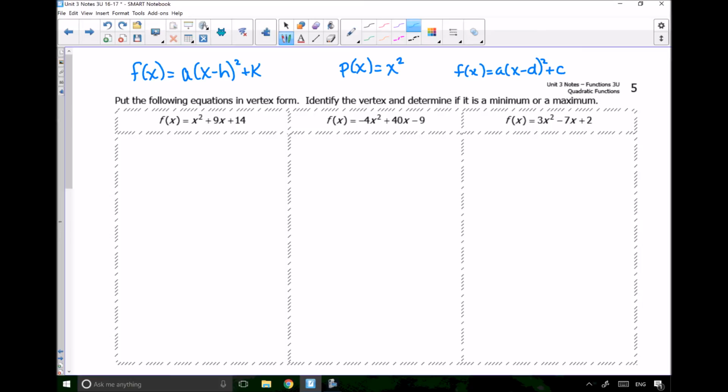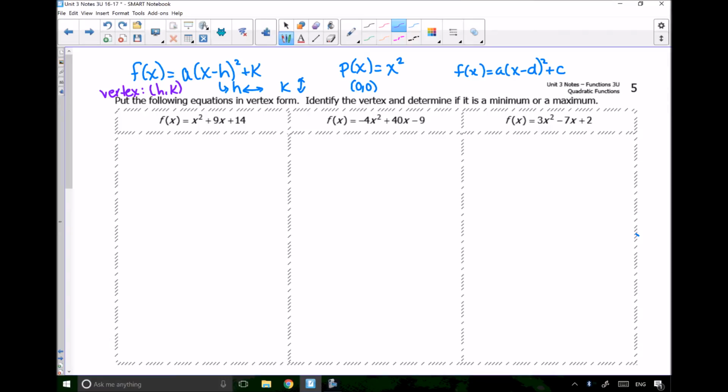So it's the same idea, and that's why it's in vertex form, because the vertex of your original parent function is (0, 0), but here this is moving h units horizontally and k units vertically, just like this is moving d units horizontally and c units vertically. So your vertex of (0, 0) is changing places. Our vertex went from (0, 0) to (h, k). So our vertex in vertex form is always going to be (h, k).